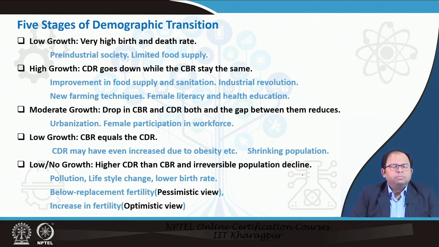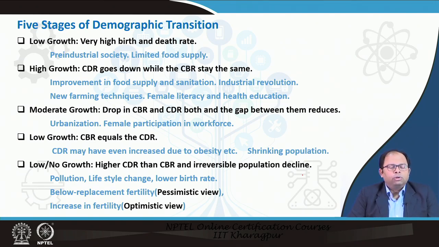and the population is more or less stable. Then comes the phase of moderate growth, where we see a drop in both the CBR and CDR, and the gap between these two starts reducing. Here we see more urbanization, that means the society is progressing, with more females participating in the workforce. Because females are participating in the workforce, we see a little drop in the birth rate as well. So this is the moderate growth phase.